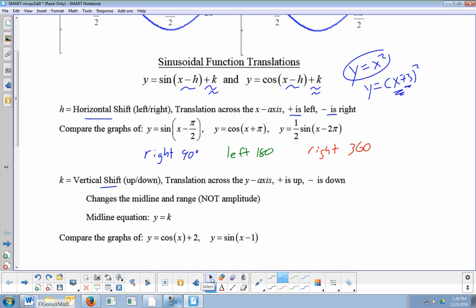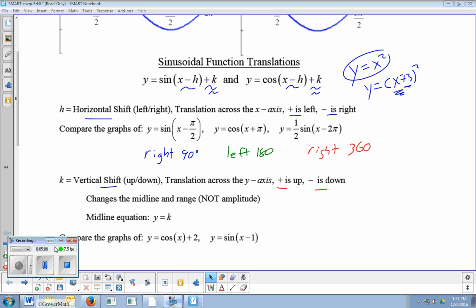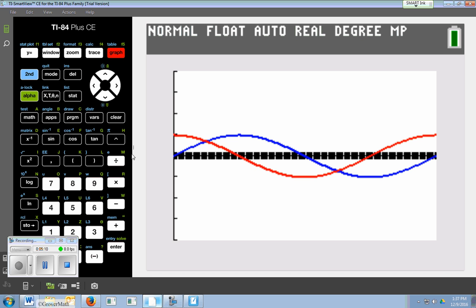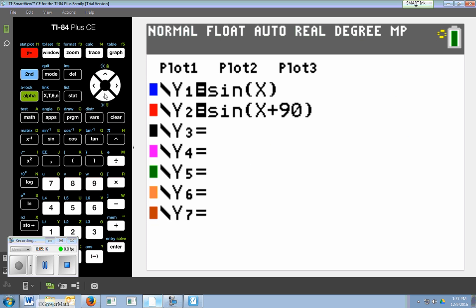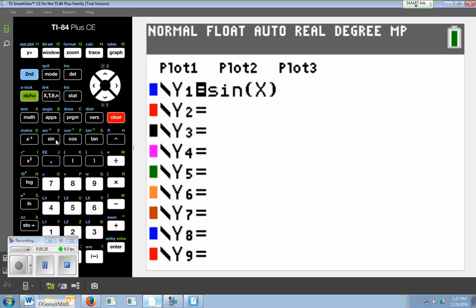Vertical shifts are actually, I think, a little bit easier to understand. It makes sense that plus is up and minus is down. So if we look at these graphs, let's explore these a little bit here. So let me go to my y equals. All right, got that selected. So y equals, and I'll keep sine x in there. But now let's change it to sine x, close the parentheses, plus 2.